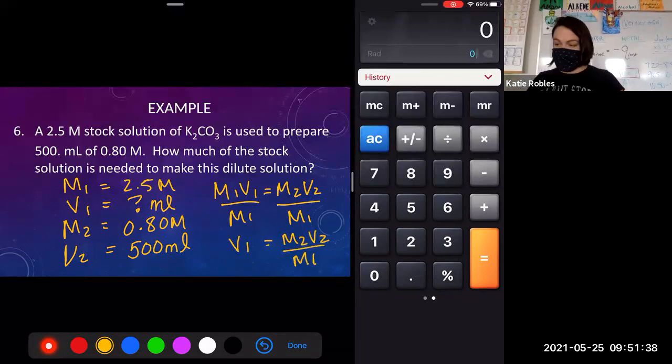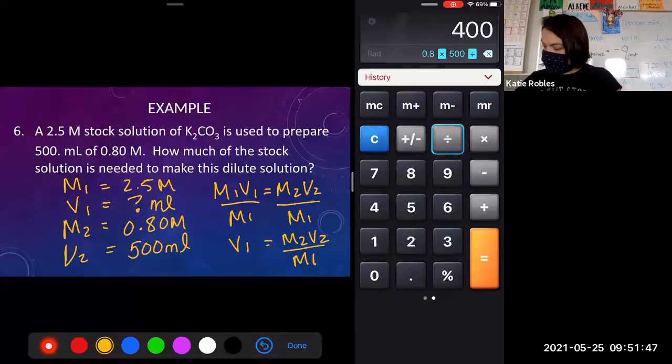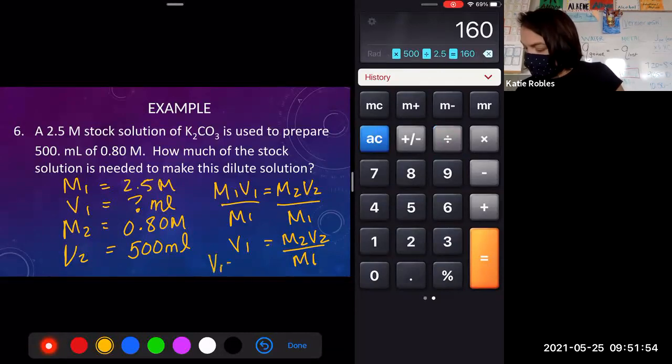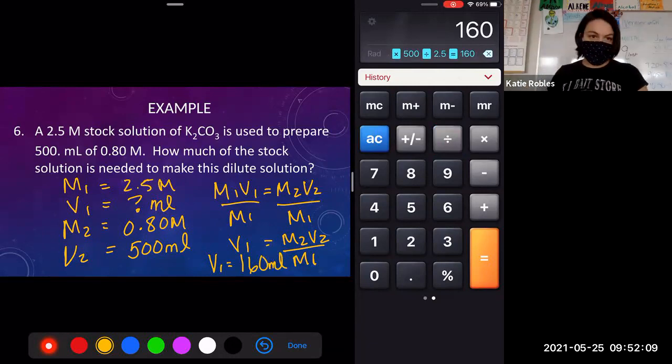And that's what I put into my calculator. So I get 0.8 times 500 divided by 2.5. How much do I need of the original? I need a volume of 160 milliliters. And I'm going to check my sig figs this time. I've got 2 sig figs, so I want my answer to have 2 sig figs, which it does.